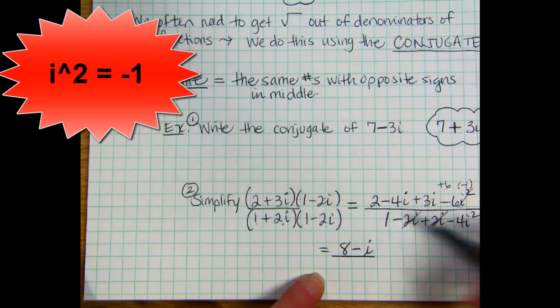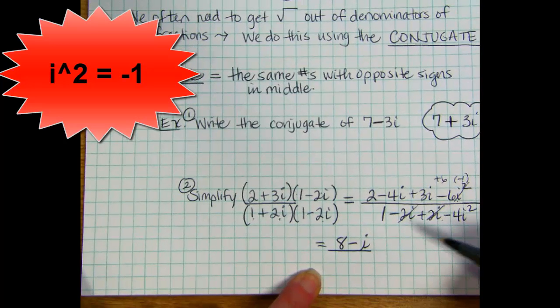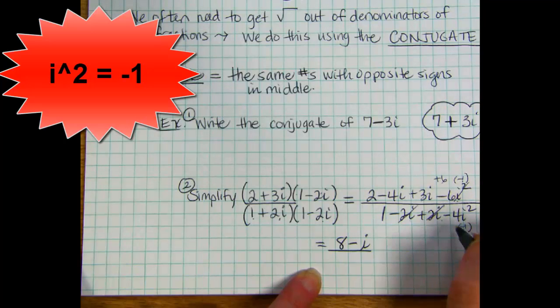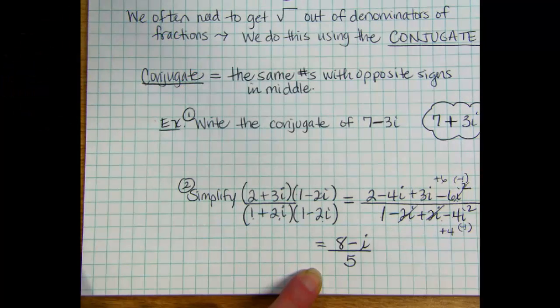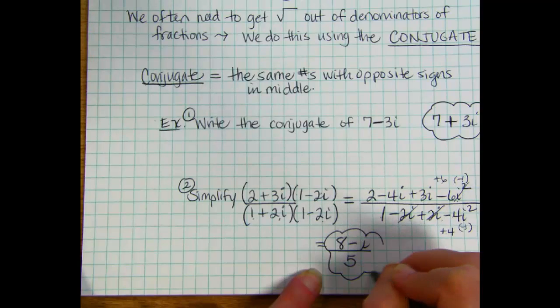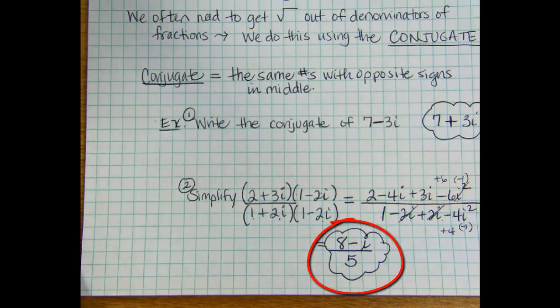On the bottom, those middle terms cancel. That's the whole point. We want them to. When we do a conjugate, those middle terms will always cancel. i squared is negative 1. So negative 4 times negative 1 is positive 4. 1 plus 4 is 5. So to simplify a fraction that has a complex number in the bottom, you multiply by its conjugate, and you get a real number back.